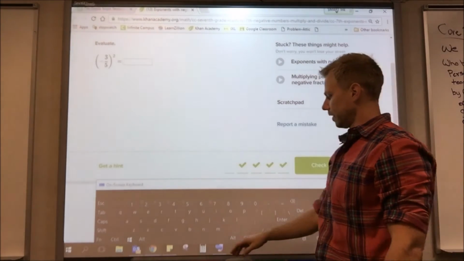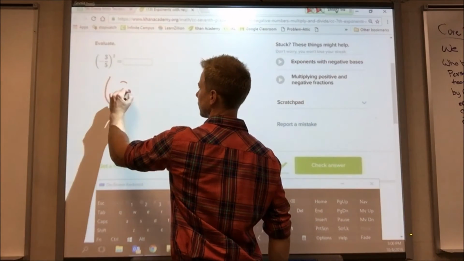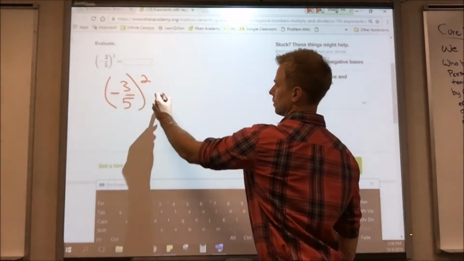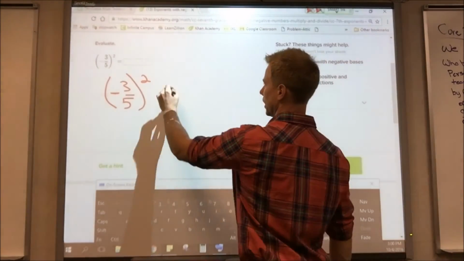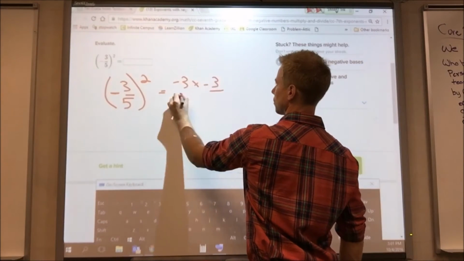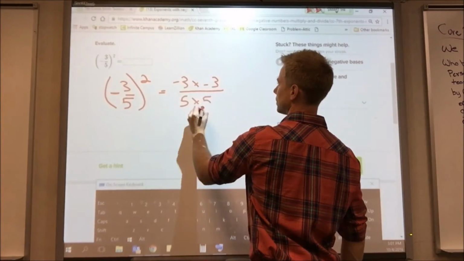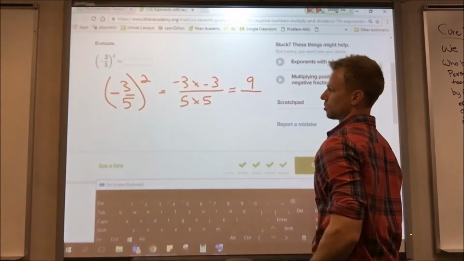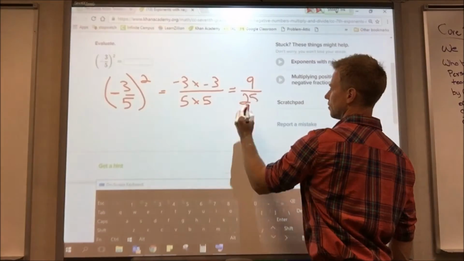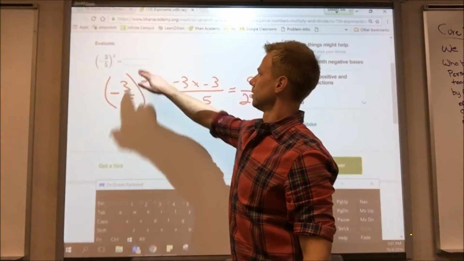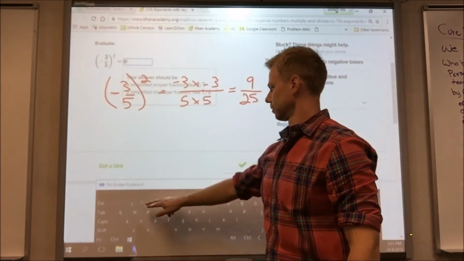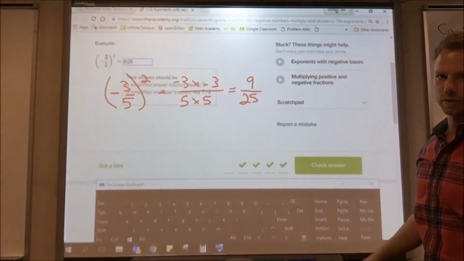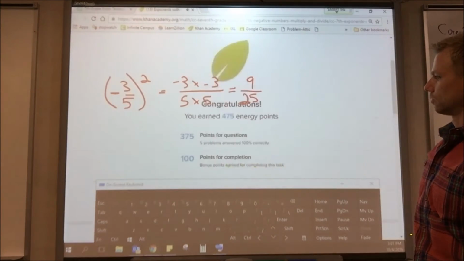All right, -3/5 squared. Again, we have parentheses, so we include the negative when we multiply. -3 times -3 over 5 times 5. Like signs becomes a positive. 3 times 3 is 9. 5 times 5 is 25. And I get 9 over 25. There's no greatest common factor between 9 and 25, so that's all I can do.